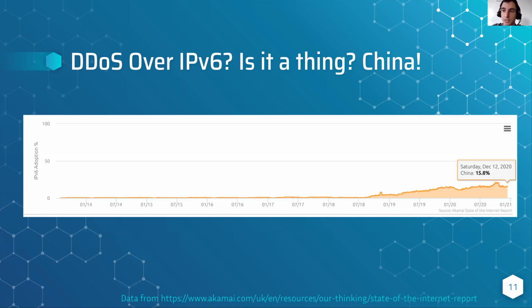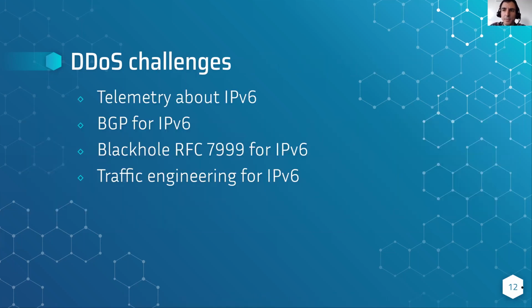And what can we do? We have many challenges specific to DDoS. So it's a brief explanation; I will go into details for every specific topic I mentioned here: telemetry, how to export information about IPv6 traffic, BGP for IPv6, blackhole implementation, and traffic engineering.